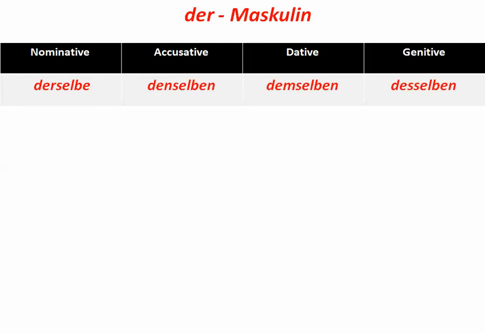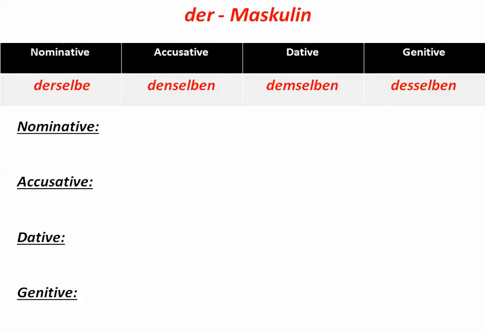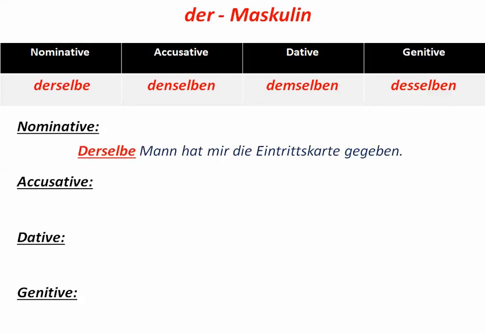We already looked at this, so let's do some examples of the nominative here. Derselbe Mann hat mir die Eintrittskarte gegeben. That means the exact same man has given me the entrance ticket. Okay, but Mann here, which is the noun that derselbe is describing, is masculine, thus derselbe, and it's nominative because it is the subject of the sentence. In the accusative case, remember the accusative is for the direct object, so ich habe denselben Mann gesehen, meaning I have seen the exact same man. And here we're using it as a direct object. I have seen what? The man, the exact same man. So here der will change to den.